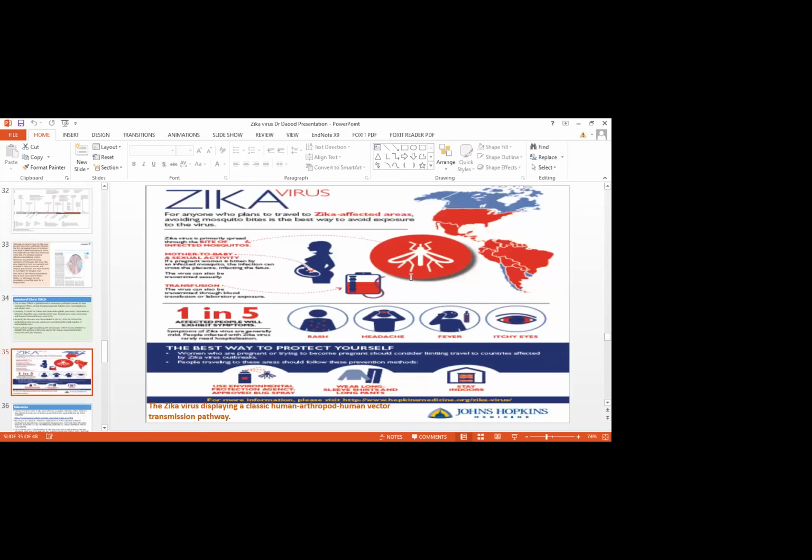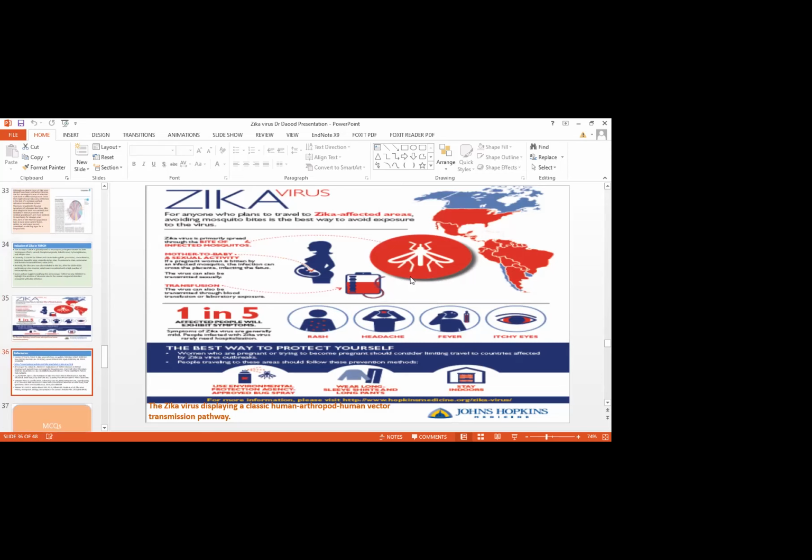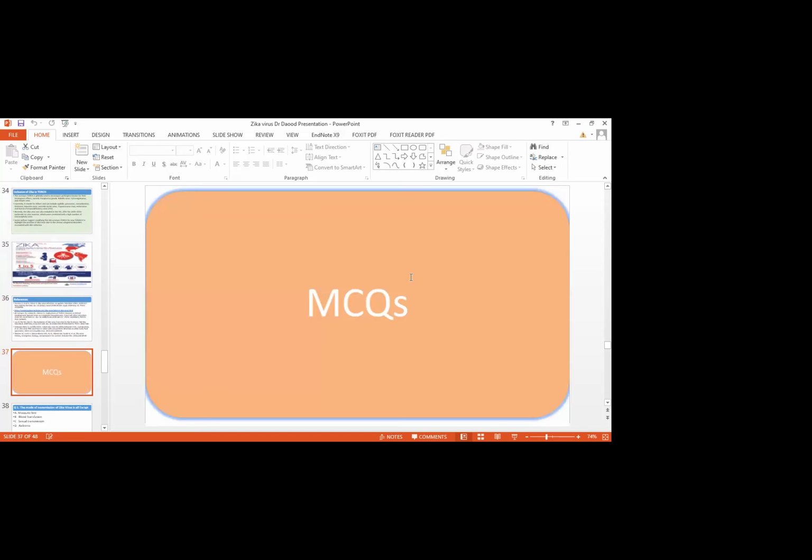And this is the summary of all the things: how it spreads from mother to baby and from person to person, the symptoms of rash, headache, fever, and itchy eyes, and the control measures, environmental control, long-lasting environmental control, and personal control, while staying indoors is the best protective measure. It shows the human-arthropod-human vector transmission pathway. These are the references, and now quickly the MCQs.